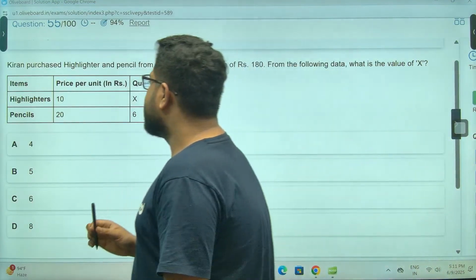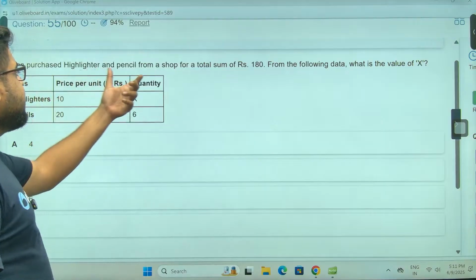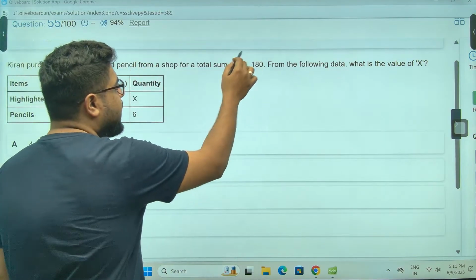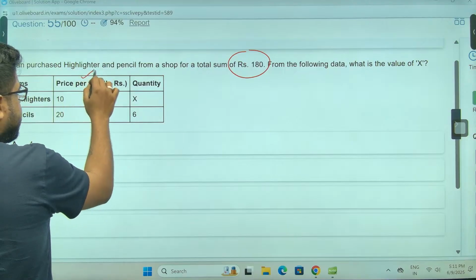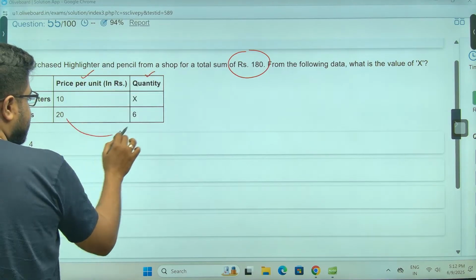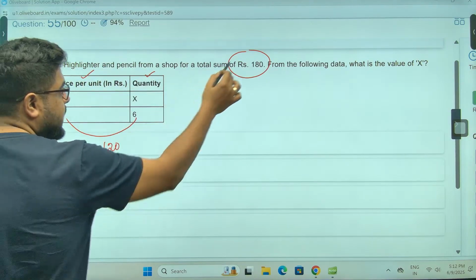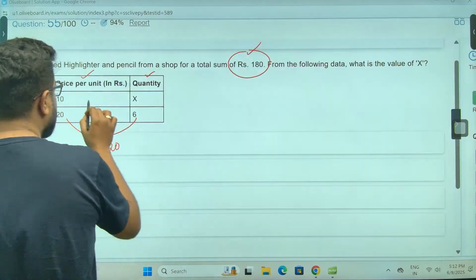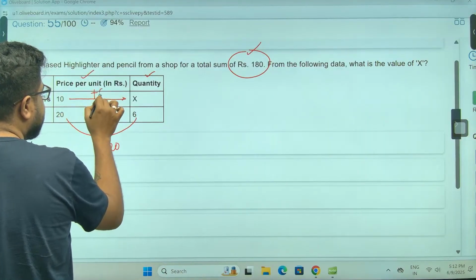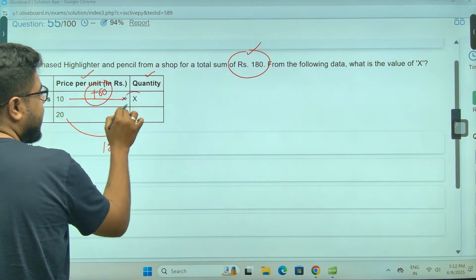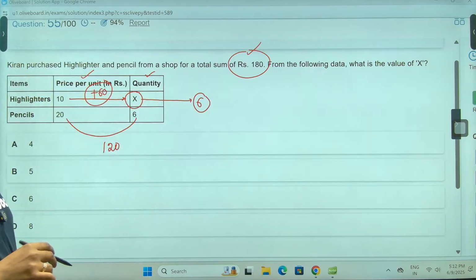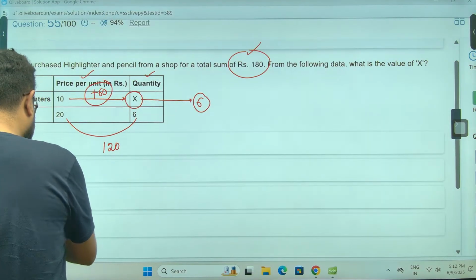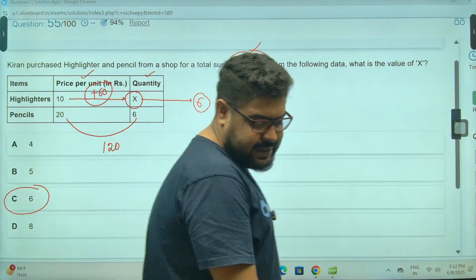Kiran purchased highlighters and pencils from a shop for a total of 180. Following the data, find the value of x. Per unit price, quantity. So pencils are total 120. Total he has spent is 180, so here he has spent 60 rupees. So x is what? You don't need to calculate. 10 into 6 gives you 60. So the answer is option C, 6 is the correct answer.